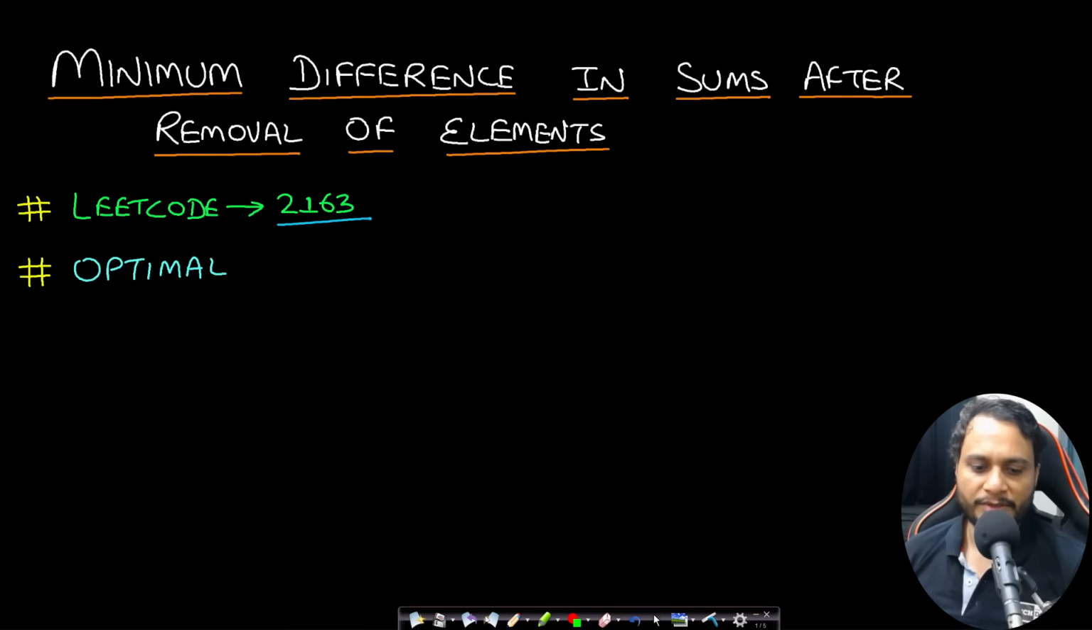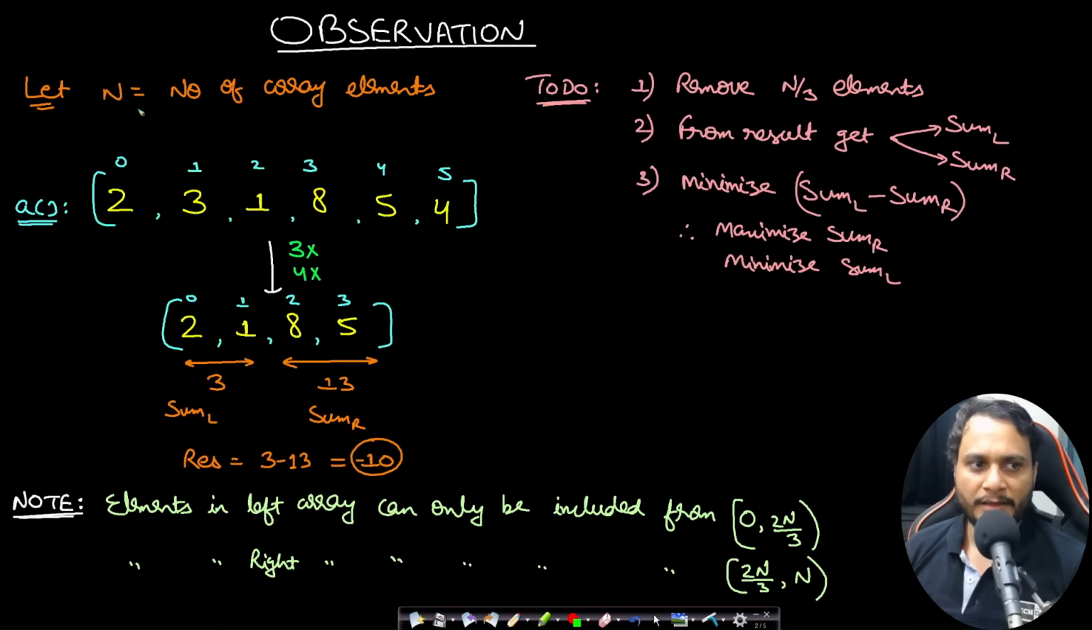Let's now look at some observations. Now in this case, assume that n is the number of array elements. I have already taken an example where n is equal to 6. So what we need to do is remove n by 3 elements. One third of the elements have to be removed, and from the resulting array we will get the left sum and right sum, and our goal is to minimize left sum minus right sum. If I want to minimize left sum minus right sum, then I need to minimize the value of sum left and maximize the value of sum right. That should be done.